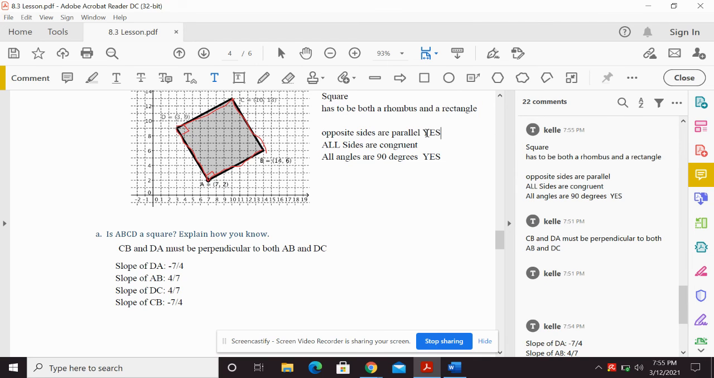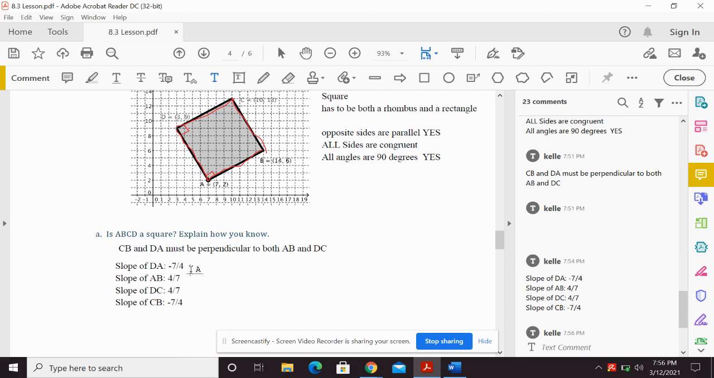The last thing you need to figure out is are all sides the same length? So you're going to be using your distance formula. We already have the change in y and the change in x because we just wrote all that down. So let's find the length of DA. My change in y is negative 7. My change in x is 4.